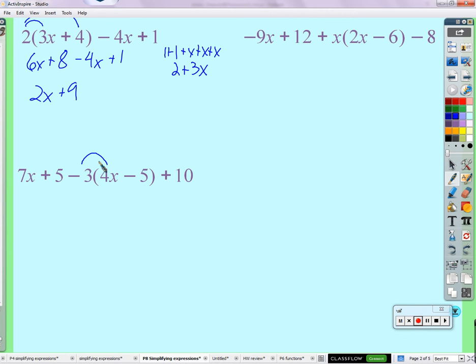Okay, let's go over here and jump right into distributing. 7x plus 5 minus 12x. Negative 3 times negative 5? Positive, plus 10. 7x minus 12x, that's all the x's, so negative 5x. Plus 30. 15 plus 10 is 30.